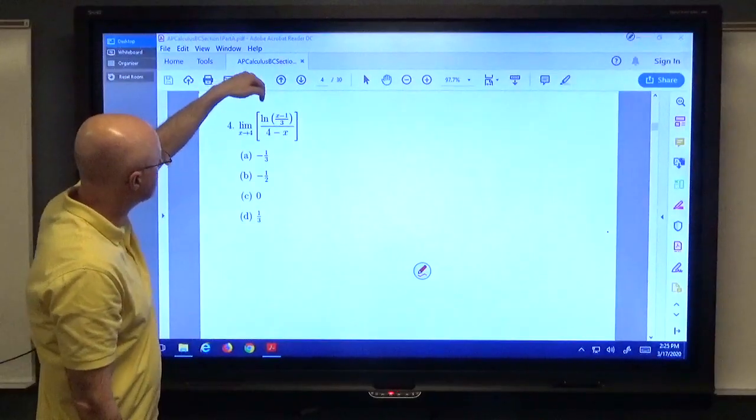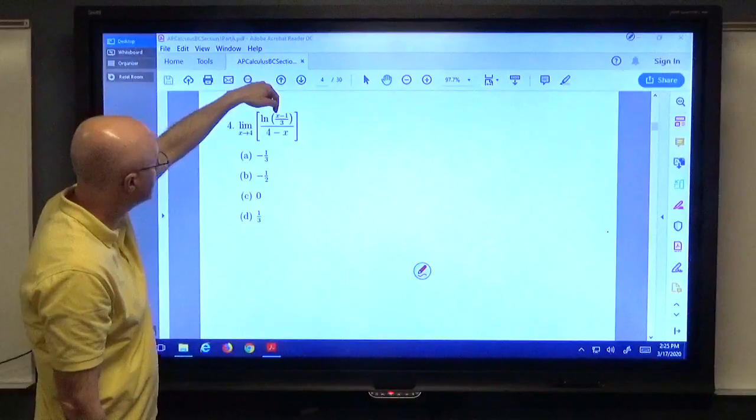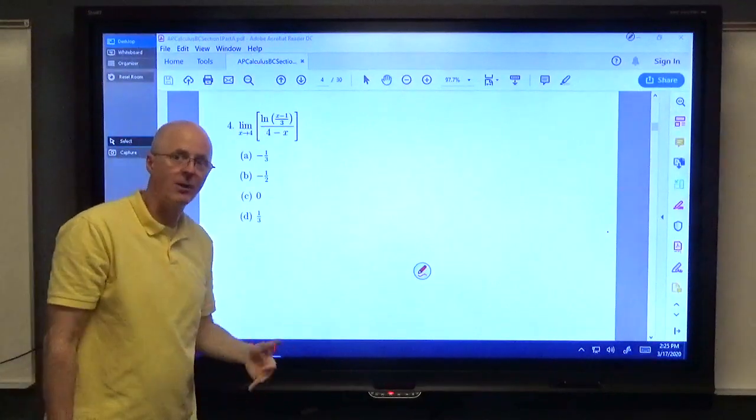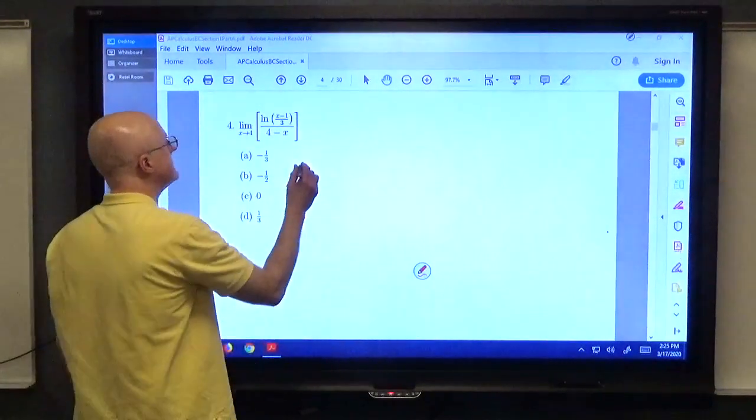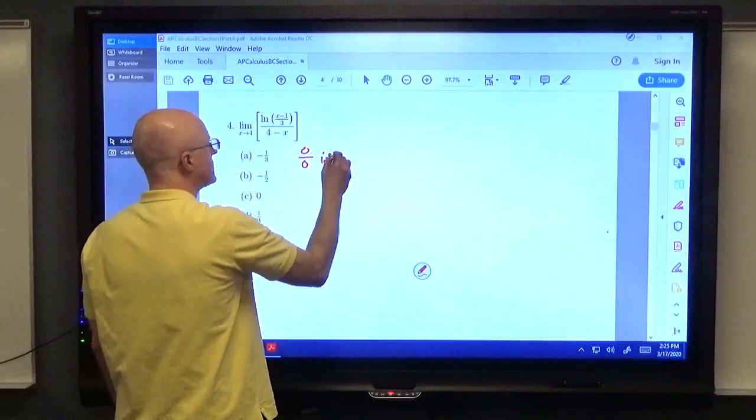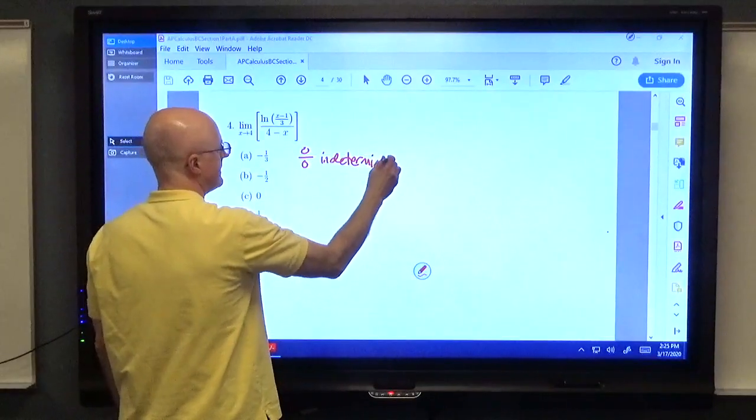Well, by continuity of the natural log function, you can take the limit inside first. As x approaches 4, the fraction inside is approaching 4 minus 1 over 3. 3 over 3 is 1. And the natural log of 1 is 0. Yes, this is a 0 over 0 indeterminate form. And that really should always be checked.